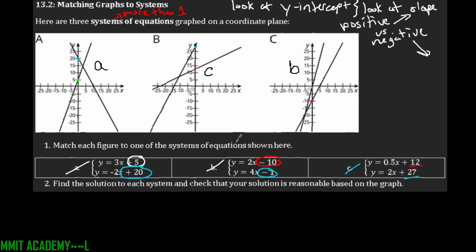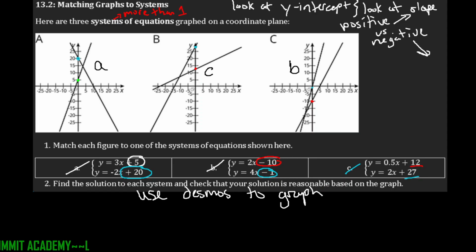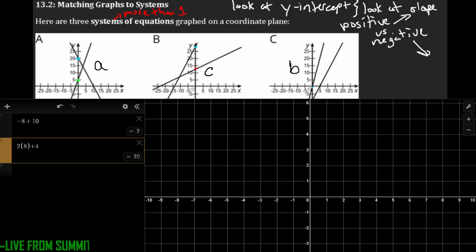And for part 2, for number 2, it says find the solution for each system and check if your solution is reasonable based on the graph. Well, what I want to do now is use Desmos to graph. That way it's easier to solve. So let's do it like this. Let me re-enable this and let's pull up some of these.